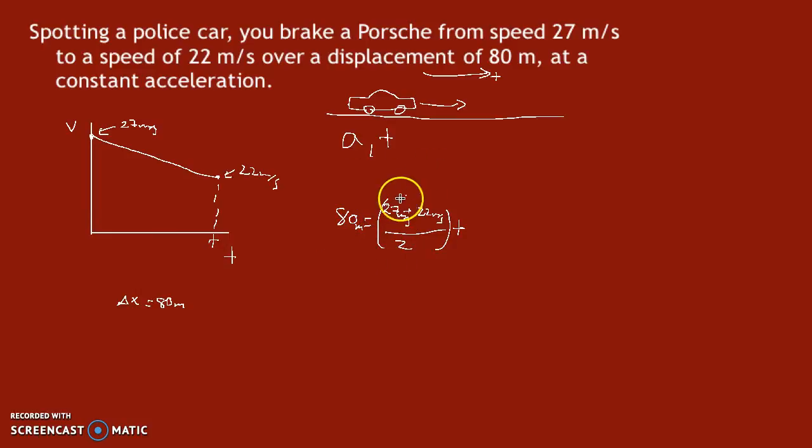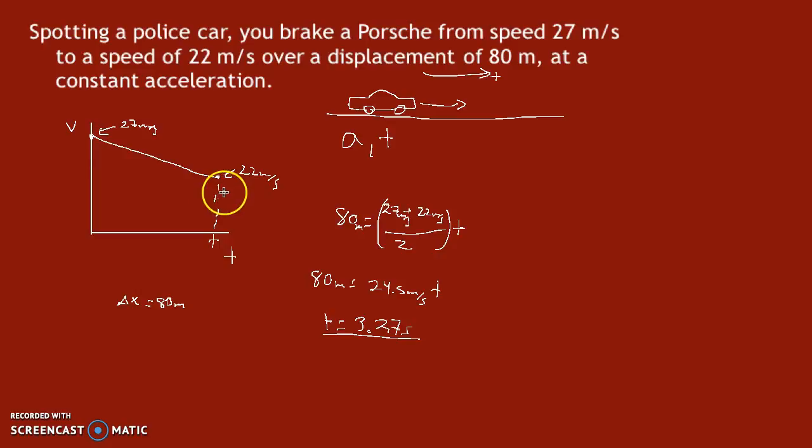If we work this out, 27 plus 22, add those together, divide by 2, we should get something like, let's see, 49 divided by 2, so 24.5 meters per second times t. We're going to divide that over and get that t is equal to about 3.27 seconds. And so that's our time. We found it just using some graphical analysis. And once we have this, then we can go ahead and find the acceleration.